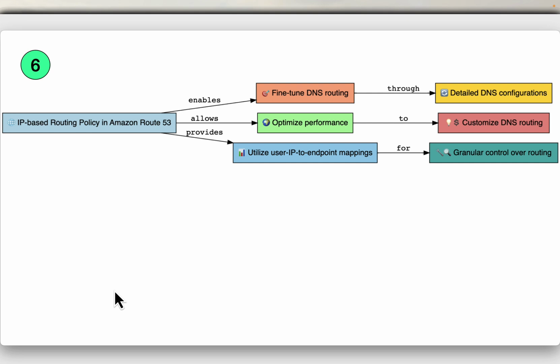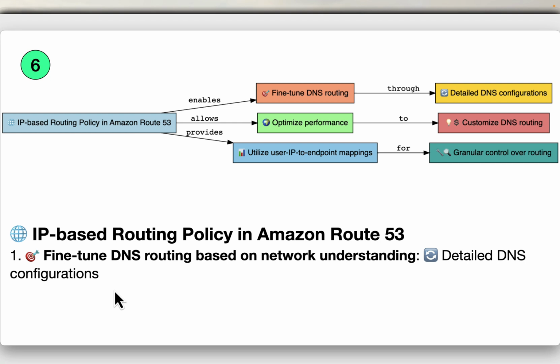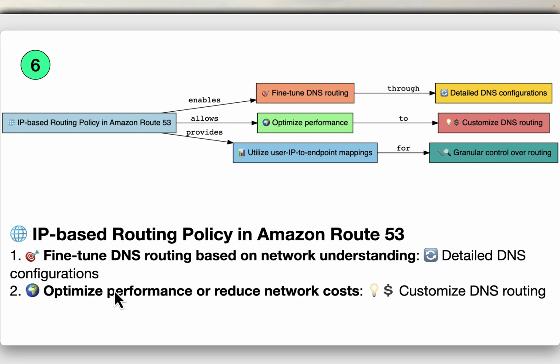Sixth, IP-based routing policy in Route 53. First, fine-tune DNS routing based on network understanding. IP-based routing in Amazon Route 53 allows for detailed DNS routing configuration, leveraging knowledge of network applications and client behaviors to direct end users efficiently, optimize performance or reduce network cost. Second, this routing policy enables the customization of DNS routing to enhance user experience by optimizing performance or to achieve cost savings by reducing network cost.